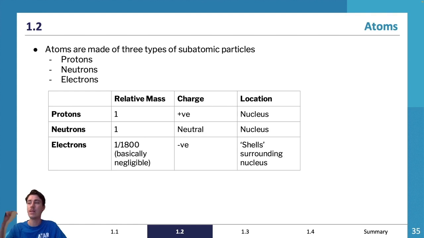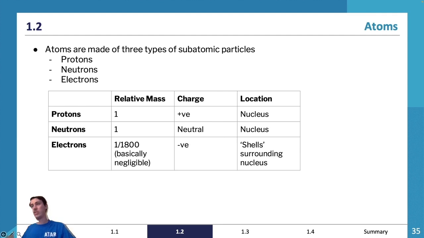Electrons, what do they supply? Electrons supply 1 over 1,800. So you know what that means? That means absolutely nothing. They supply nothing. There is no mass that we say. So we say it's negligible mass from electrons, so they don't go towards the mass.